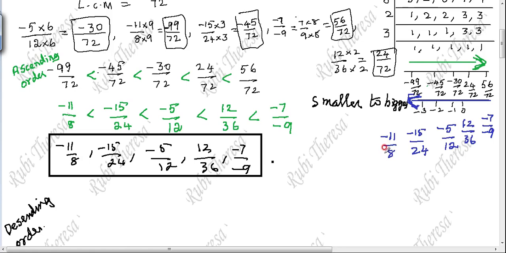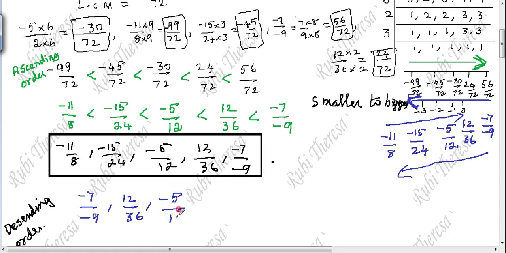But you see how we have to write it here. If you go in this way, then this is ascending. When you come in this direction, this will be descending. So what is the answer here? Minus 7 by minus 9, 12 by 36, minus 5 by 12, minus 15 by 24, minus 11 by 8. This is the answer.